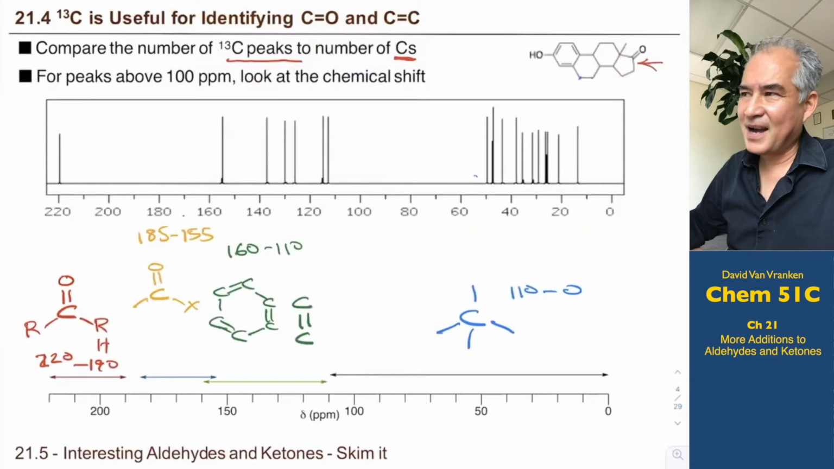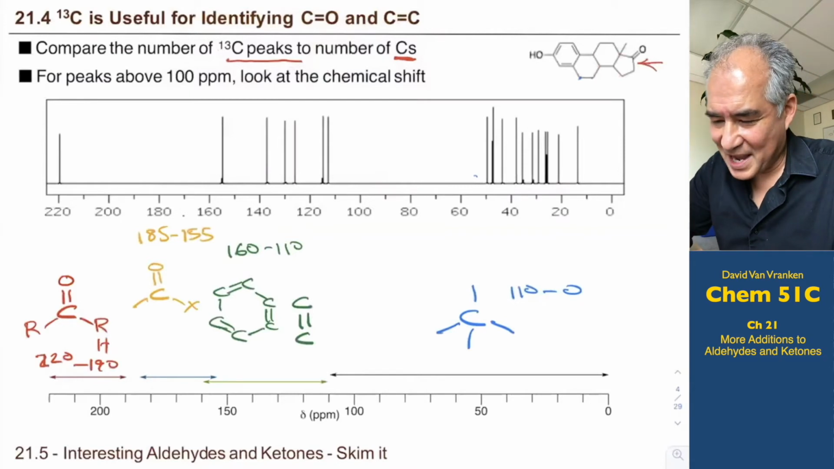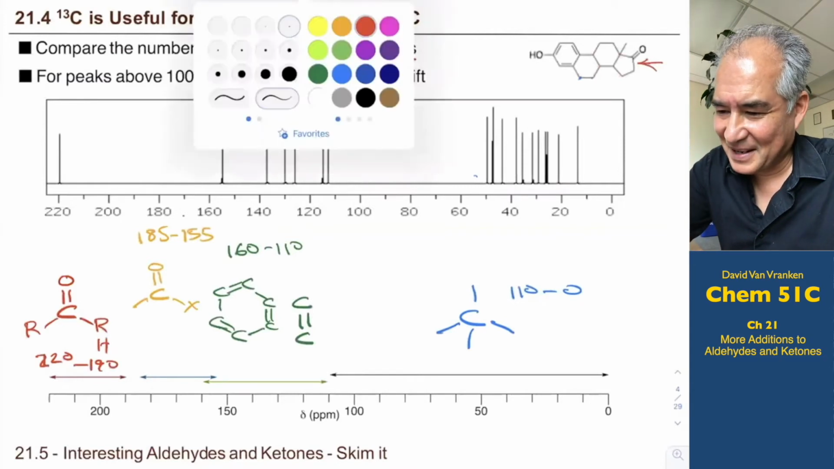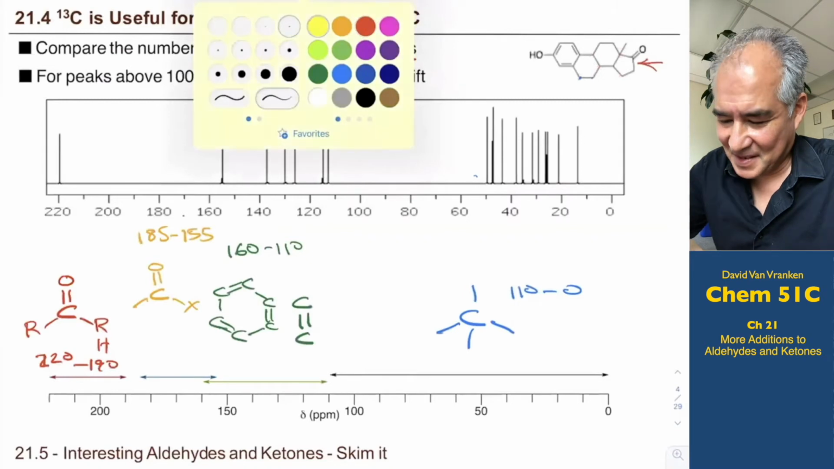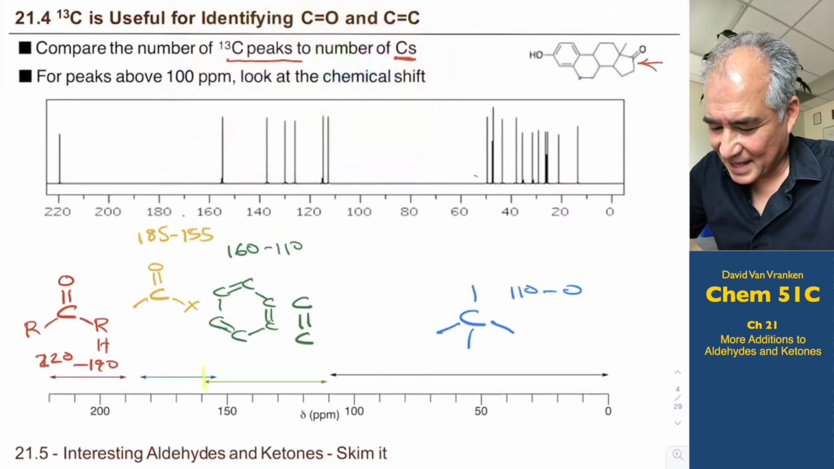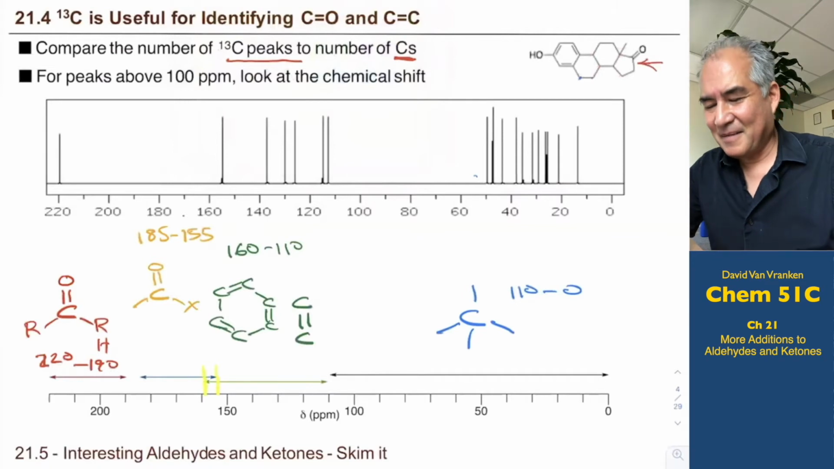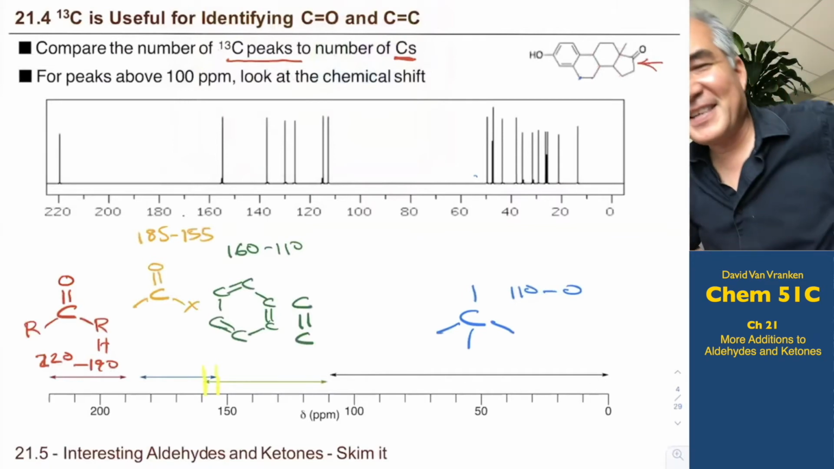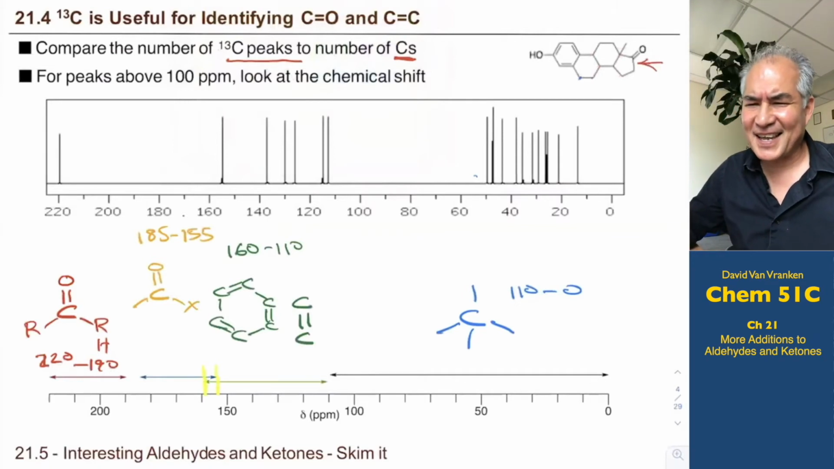Now, I have to be honest with you. There is one annoying area of the C13 spectrum, and that's this region right here, about 155 to 160, where when you see signals there, it's like, wait, is that a carbonyl or a benzene ring carbon? Not so easy to tell.